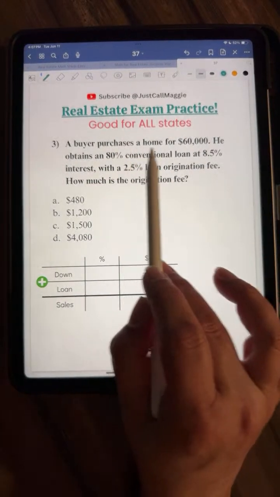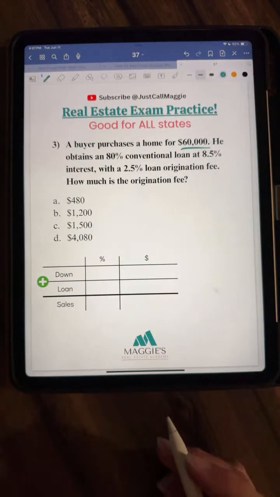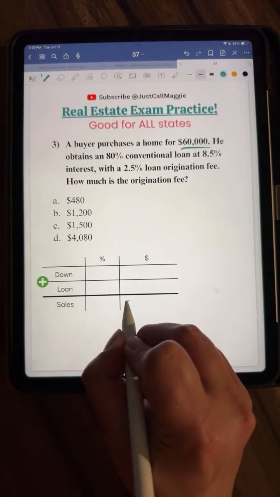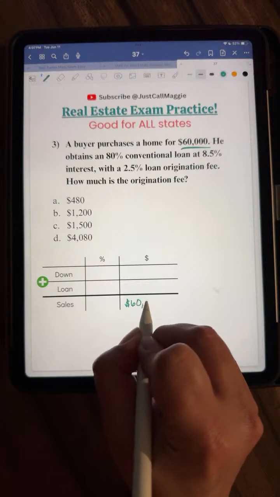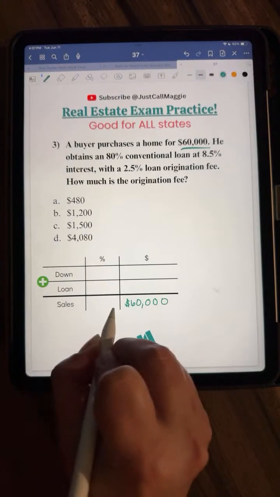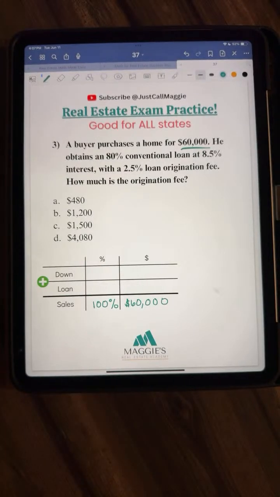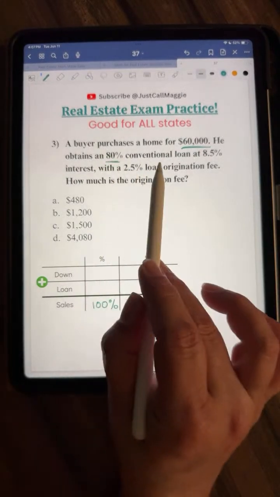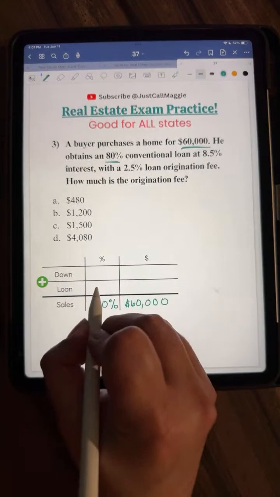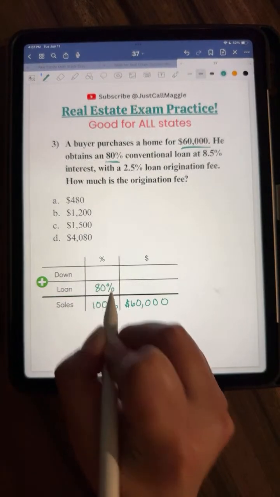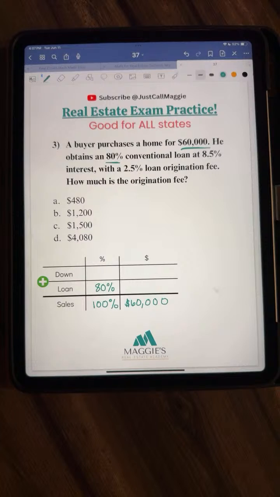So we see here a buyer purchased the home for $60,000. That's going to go here in the sales price. Remember, sales price is always 100%. Then he gets an 80% conventional loan. So we're going to put the loan amount here, 80%.